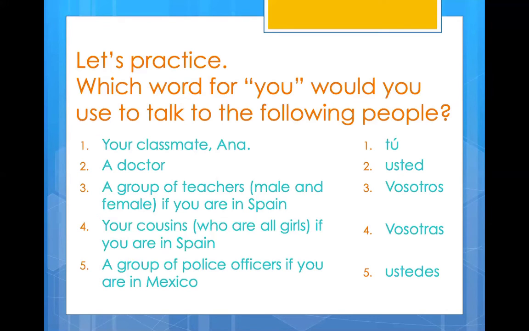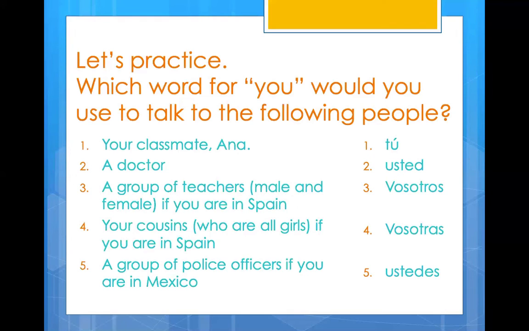Number 3, a group of teachers, male and female, if you are in Spain. So we know it's not tú or usted because it's more than one person. And it says that you're in Spain, so it will definitely be vosotros or vosotras. So let's look at that group. It's a group of males and females. Remember, if there's even one male person in the group, that takes over and means that it would be vosotros.